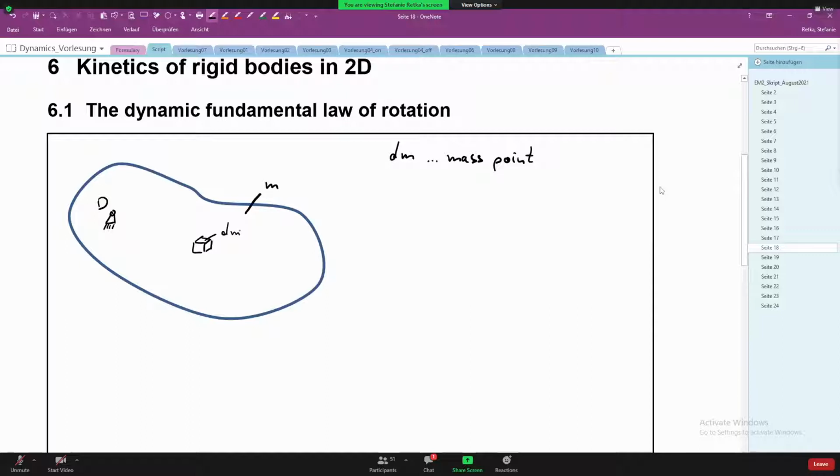Okay, and then there's a distance from our axis of rotation to our mass point. Should be a straight line. Here, RD. RD is the distance from the rotational axis, the distance of our mass point to the rotational axis.